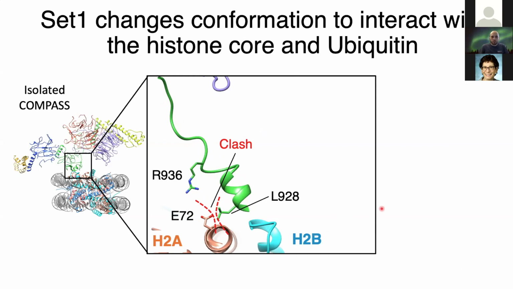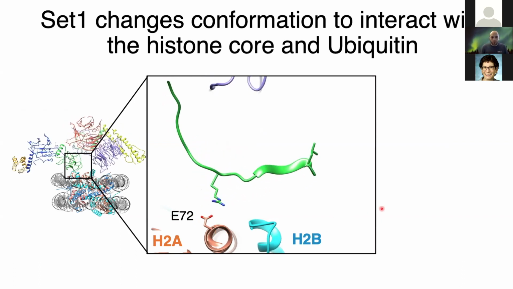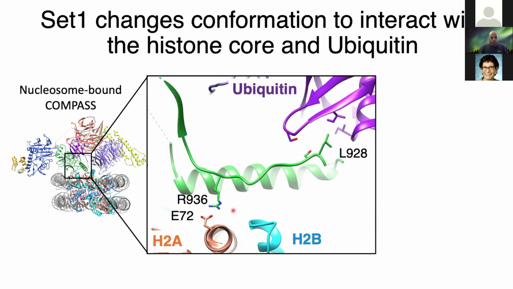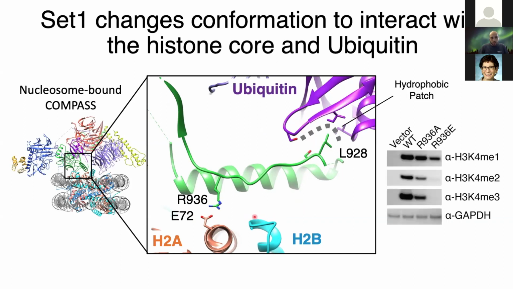However, upon nucleosome binding, this whole helix unravels in Set1, and new interactions are made between this part of Set1 and the histone core and with ubiquitin. In this case, an electrostatic interaction is produced between this R936 residue and E72 of H2A, and this L928 residue actually sticks up into this same patch of ubiquitin that I just showed on the last slide. And importantly, if you mutate this arginine 936, either to alanine or in a charge reversal to glutamate, in yeast, you completely abolish the ability of native COMPASS to methylate histone H4, either di or trimethylation.